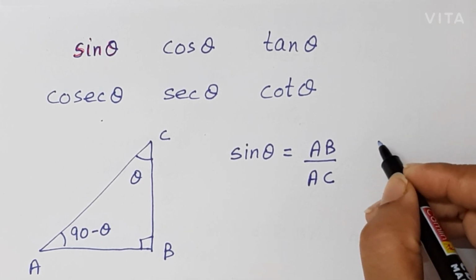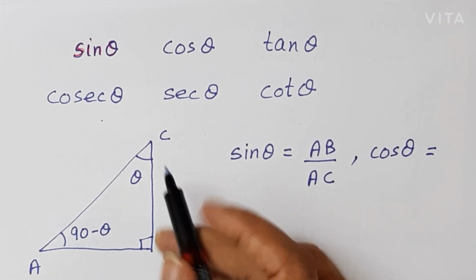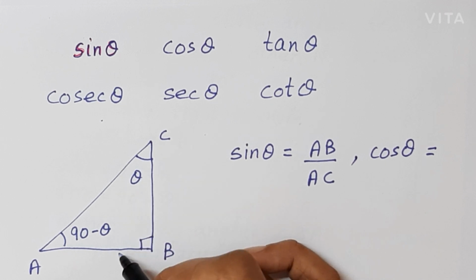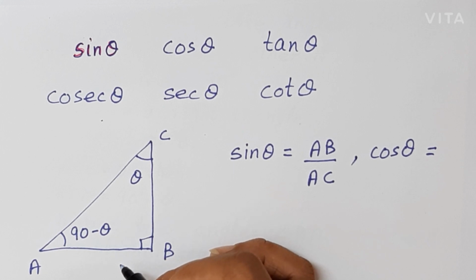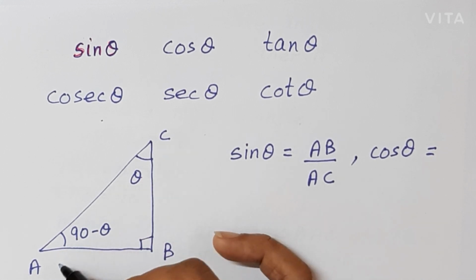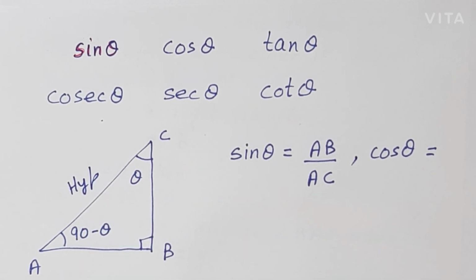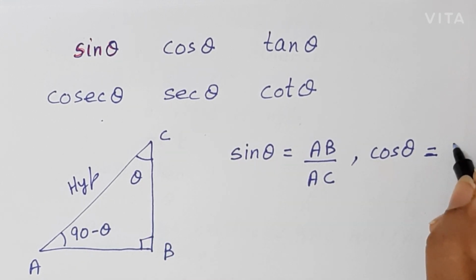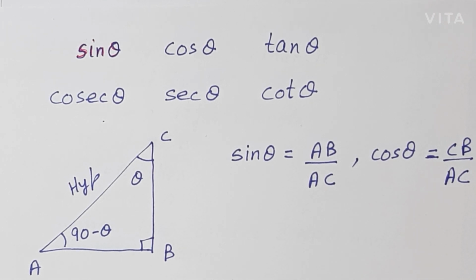Now tell me, what will cos theta be equal to? Cos theta is the side adjacent to theta. Now what is adjacent to theta? It is BC as well as AC. But we cannot consider AC as the adjacent side since it is our hypotenuse. Clear? So therefore cos theta will be adjacent, that is CB, upon AC. Clear? So this we have already done in the previous lectures.